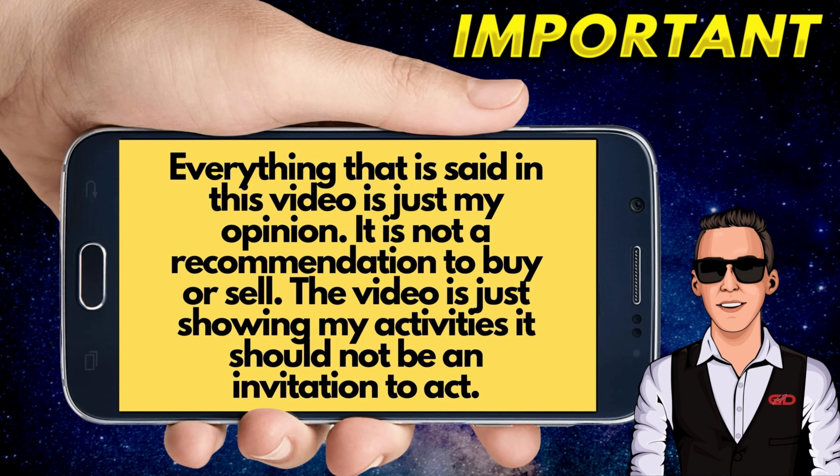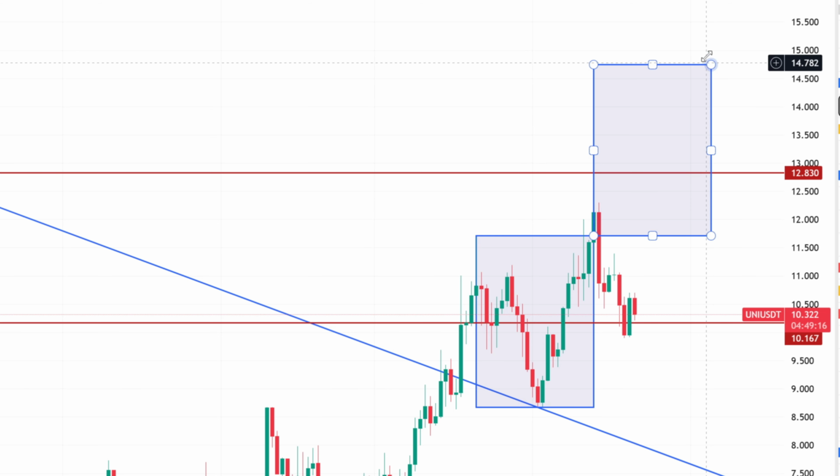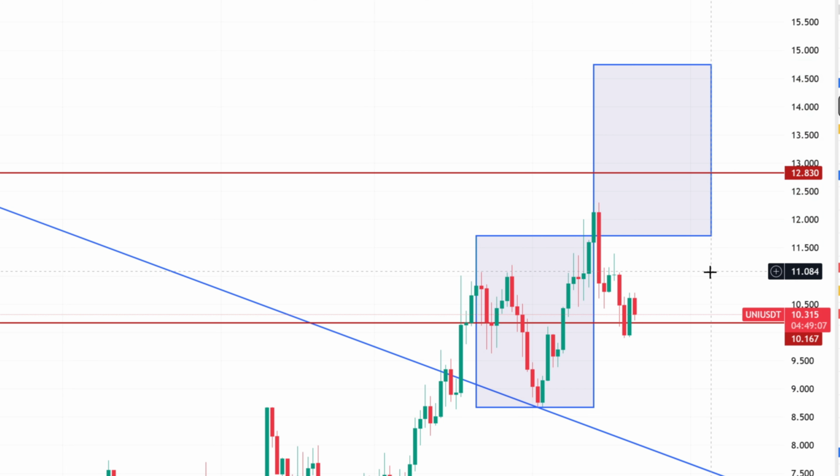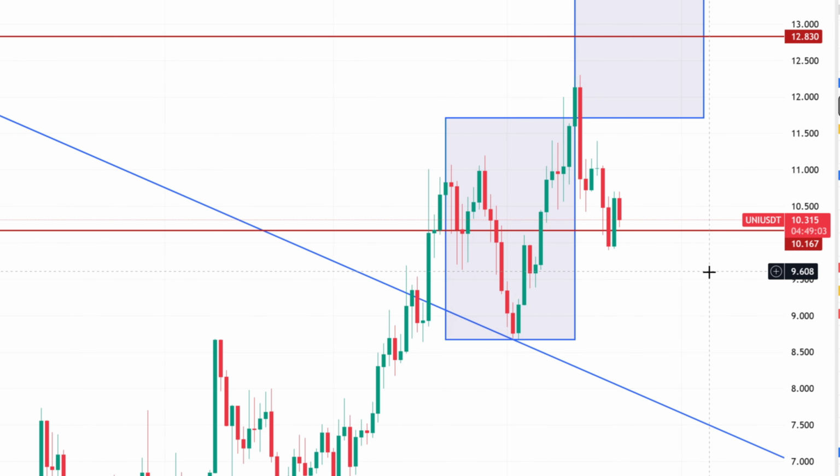Today we'll have another look into the Uniswap price chart because we have an update on our price target, the $14.75 until the 5th of September. Also, I want to show you some price levels that I'm currently watching. So I would say let's get straight into this.